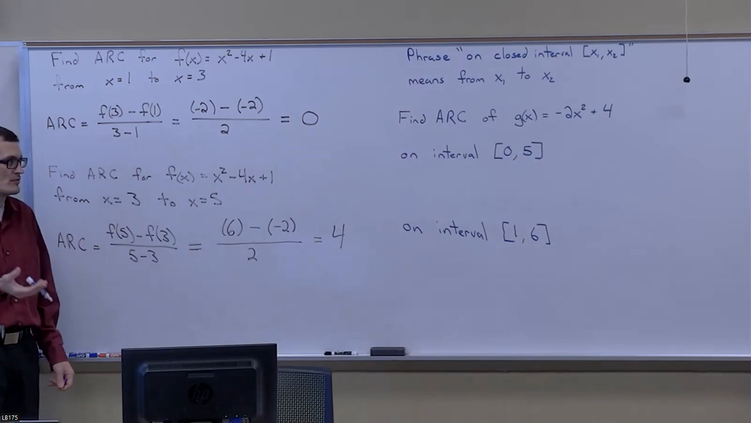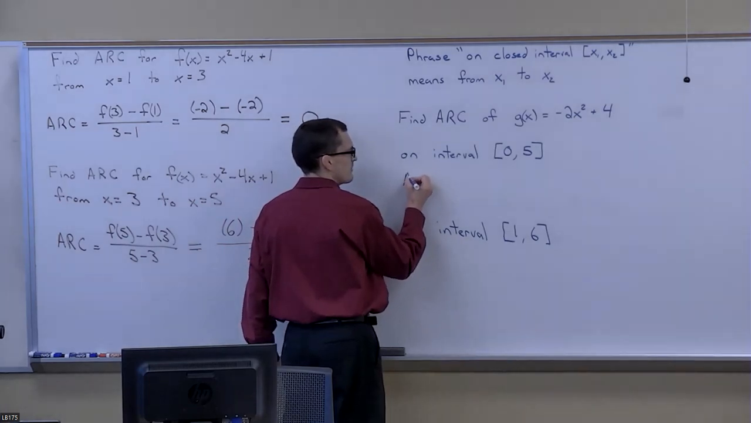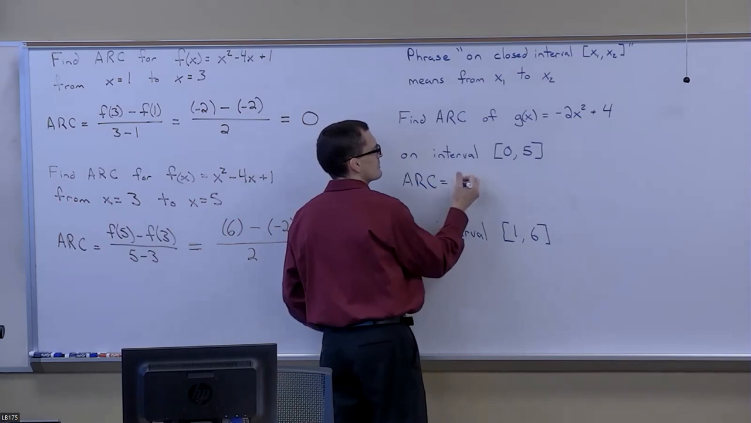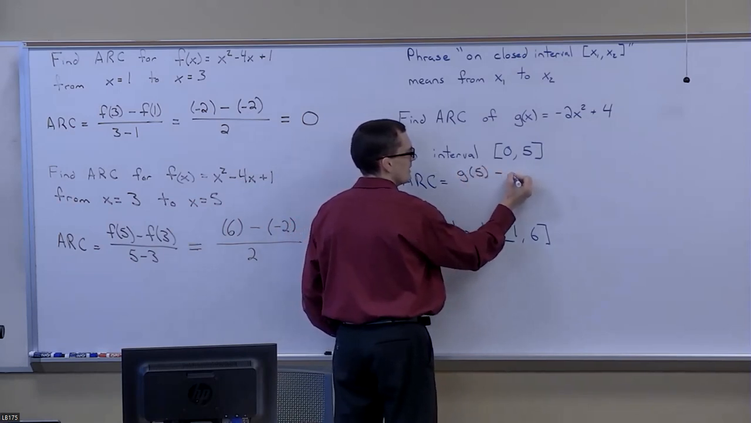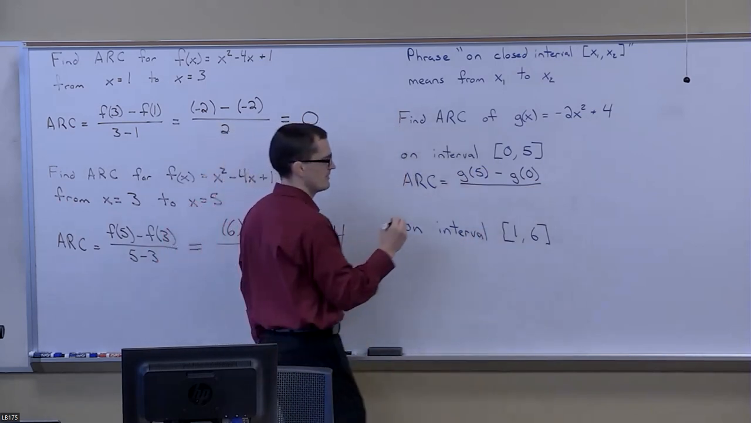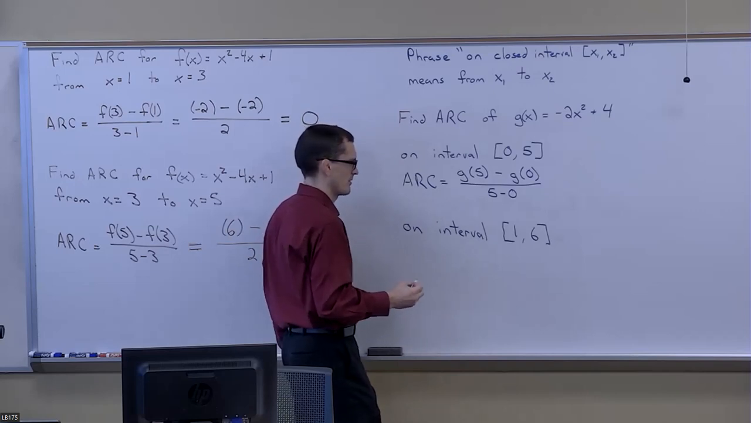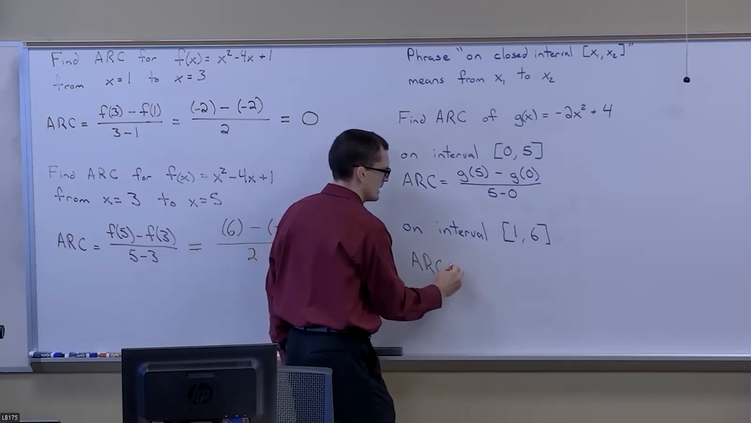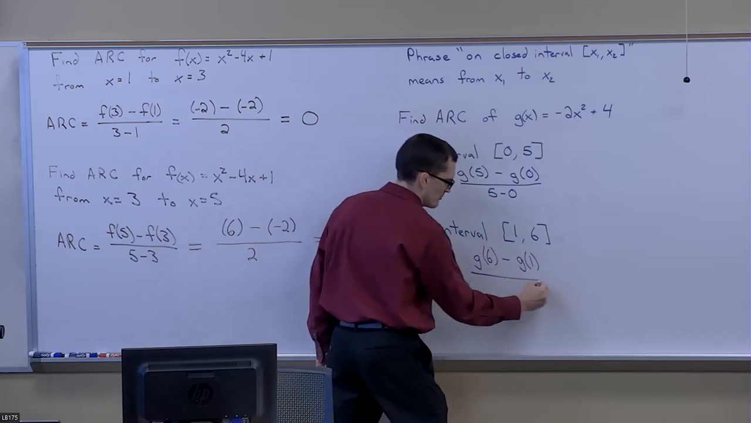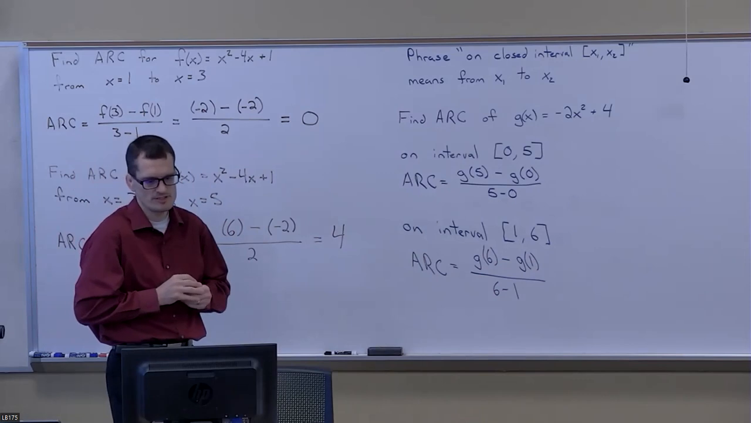All that's saying on the first one is from x value 0 to x value 5. So we're doing the same thing. I'll write this one down. We're taking, oops, not f, it's g this time. We're taking our function, plugging in a 5, our function plugging in a 0, seeing the difference between those two different y values, and then dividing by 5 minus 0. Difference in the x values. And then on the second one, average rate of change, difference in y values. When I plug in a 6 and plug in a 1, denominator, difference in the x values.